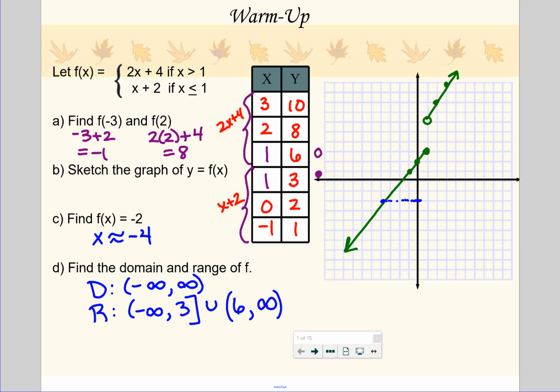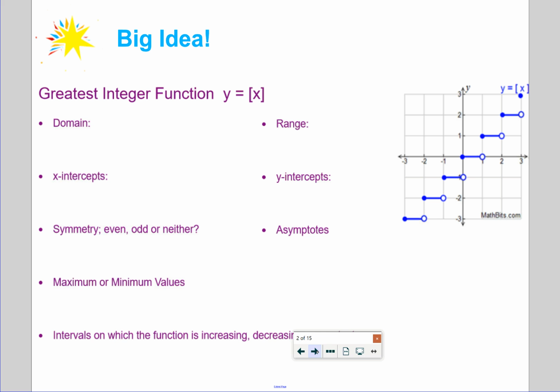Okay, this is a great problem. This is a good review of everything we've done so far in this chapter. Any questions? All right, so look at your big idea worksheet next. This is one of our parent functions actually, but I didn't assign it to any of you guys because it gets a little crazy. This is called a greatest integer function.